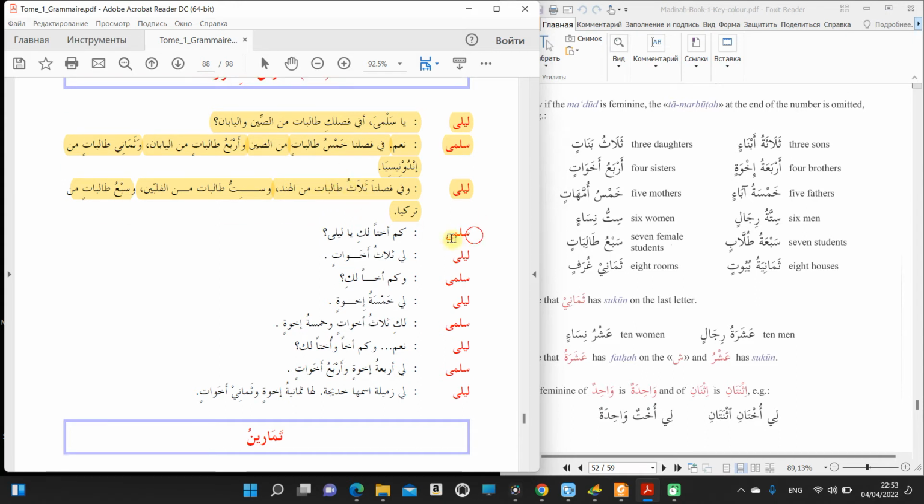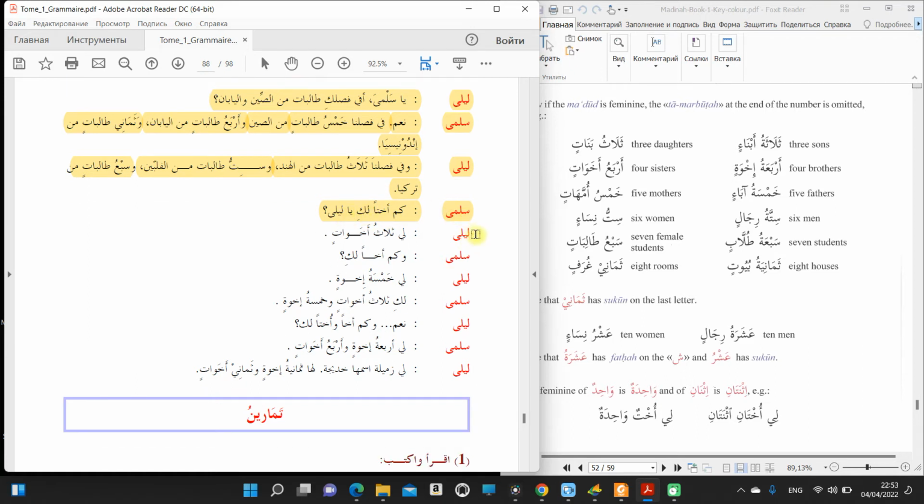And Salma is asking, Kam ukhtan laki ya Layla? How many sisters do you have, O Layla? Layla is replying, Li thalathu akhawatin.